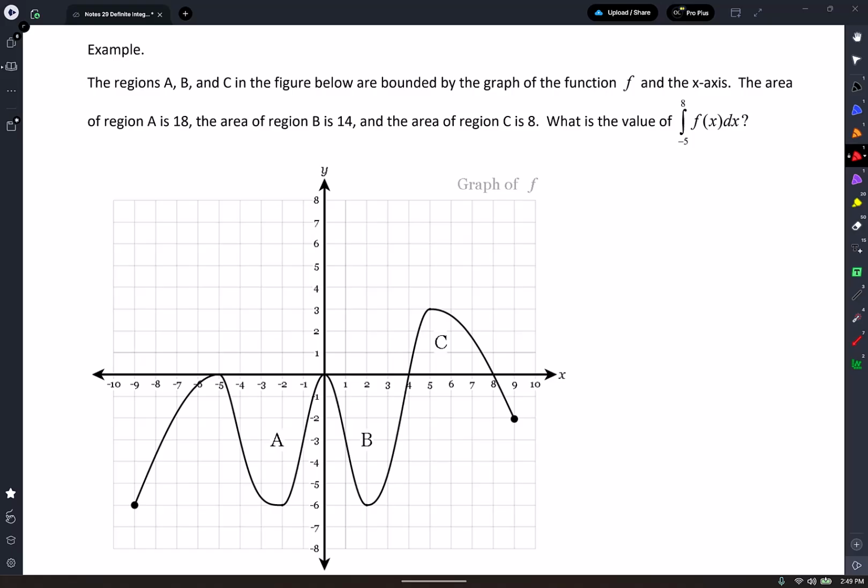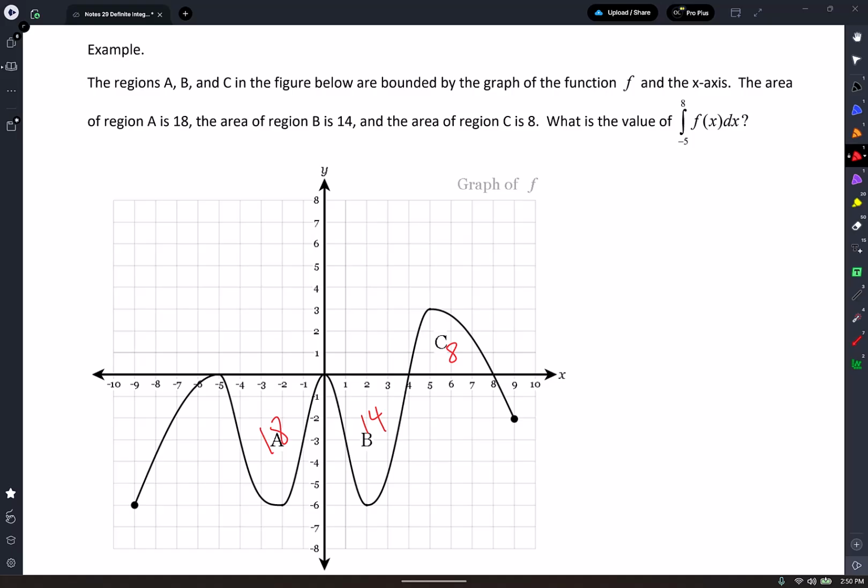The regions A, B, and C in the figure below are bounded by the graphs of the function f and the x-axis. The area of region A is 18, so I'm going to put 18 right there. The area of region B is 14, so I'm going to put 14. And the area of region C is 8, so I'm going to put 8, because areas can only be positive, right? What is the value of the integral from negative 5 to 8 of f of x dx?